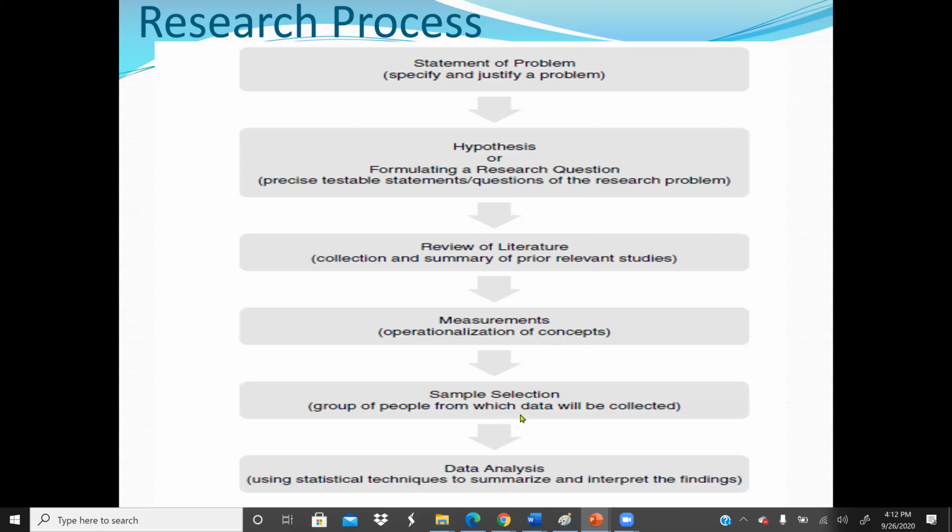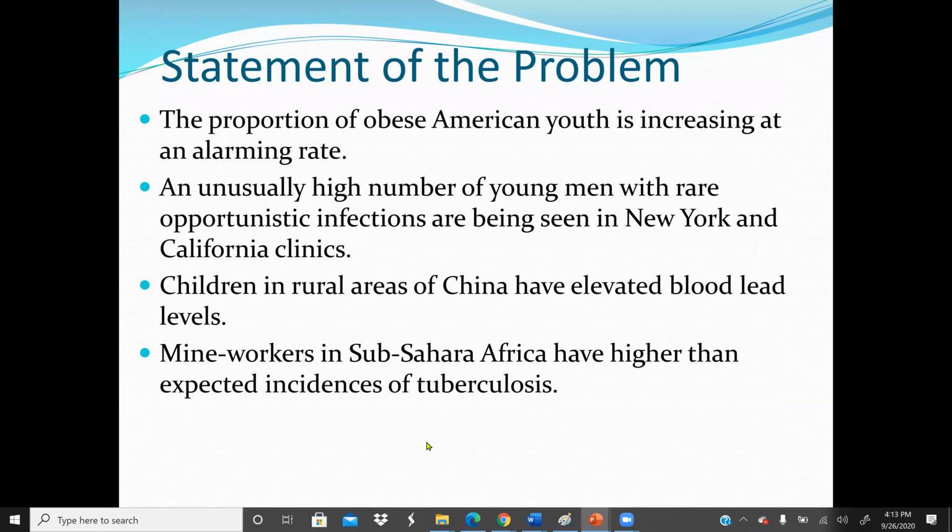So after we collect our sample, then we do our data analysis. We analyze our data. Again, our sample is our data. The next step, we analyze it using any statistics techniques or methods, or using any data analysis algorithms. So we will go through the steps again, one at a time, step by step. So first, we start with the statement of the problem. We have some examples here.